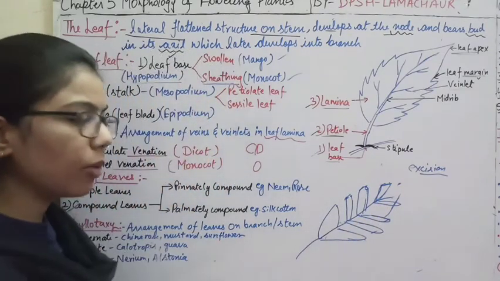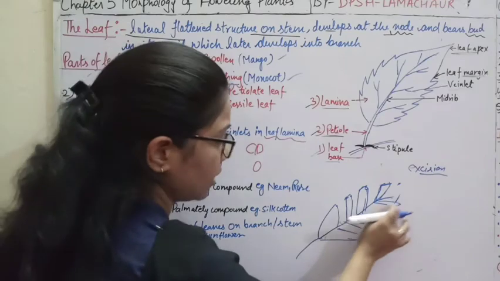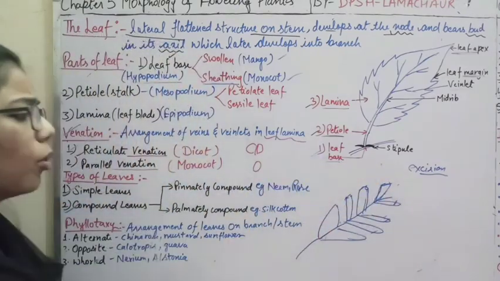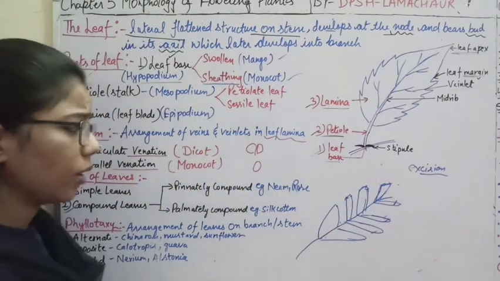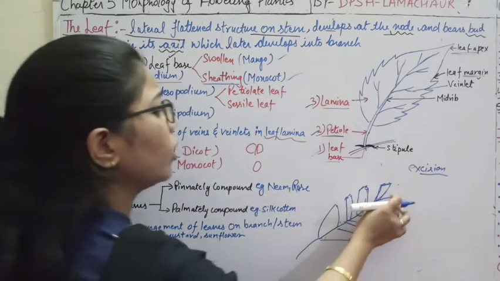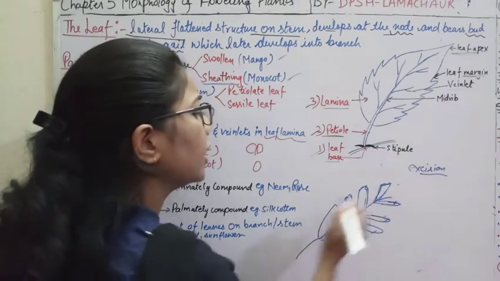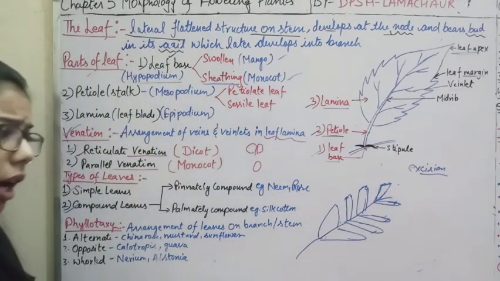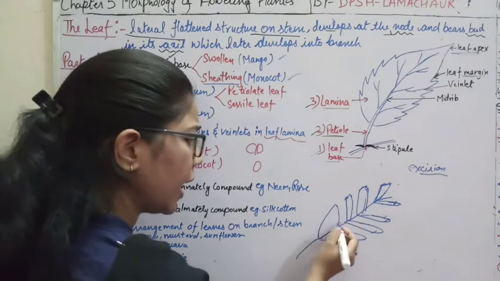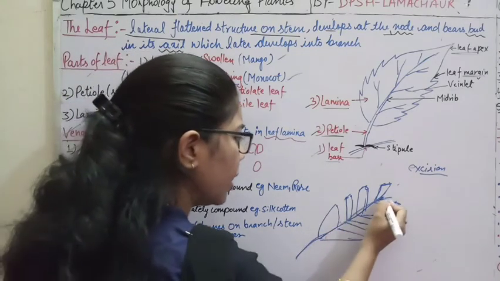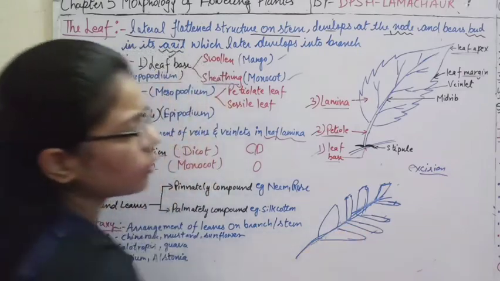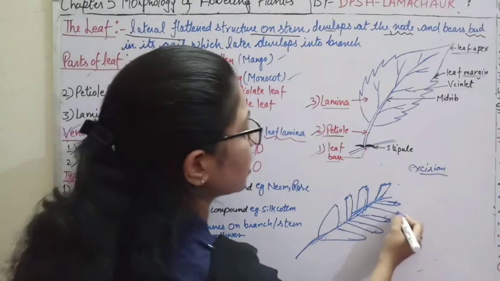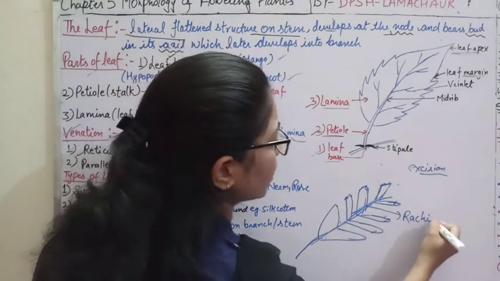Have you seen this type of leaves in any plant? Yes. In most plants, in case of neem, we observe that they have this type of leaf. Now each leaflet is attached to this midrib. Now this midrib will be known as what? It will be known as rachis. What will you call it? Rachis.